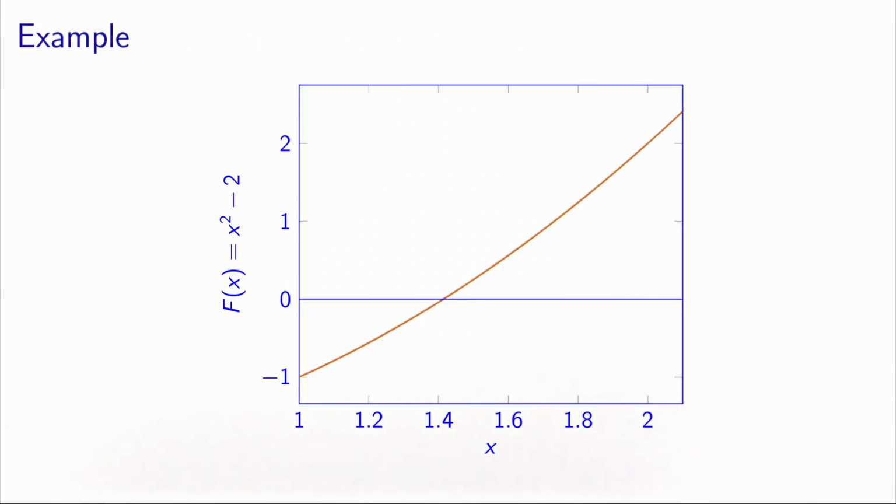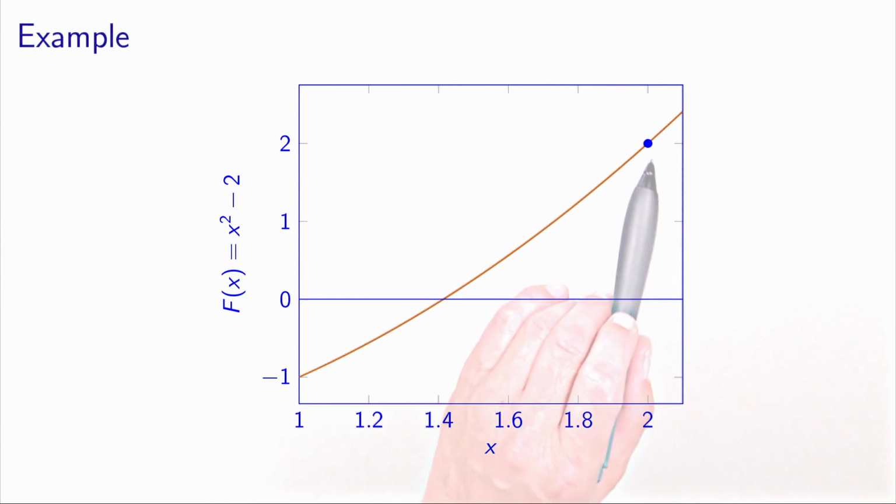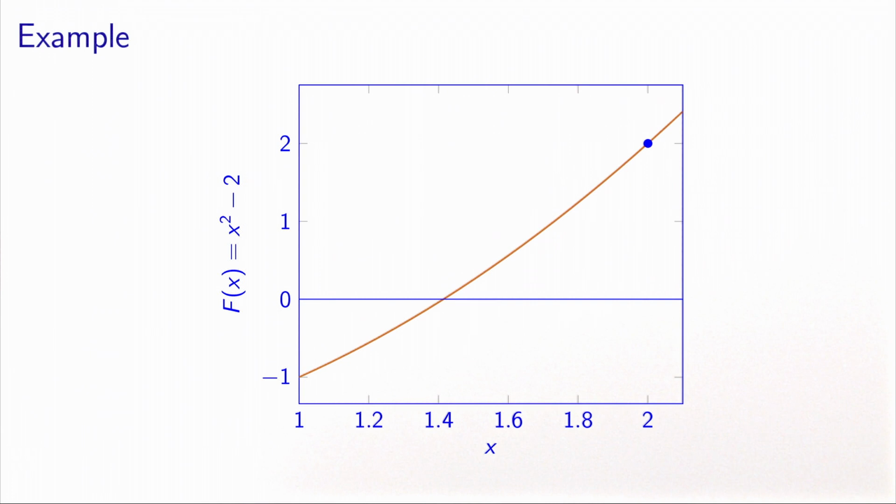Let's consider this simple example where we have to find the zero of the function x squared minus 2, which is plotted on this slide. Newton's method is an iterative method. It starts with a candidate. Here we have x equals 2 as a candidate. And of course, it's not a solution because f of 2 is not equal to 0.